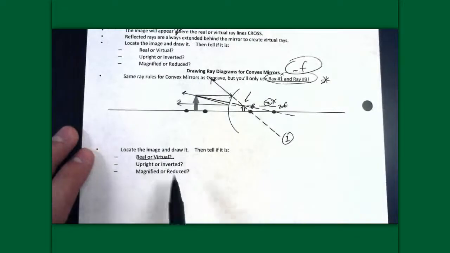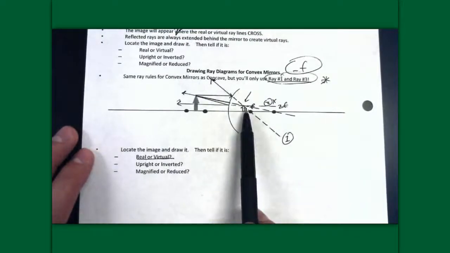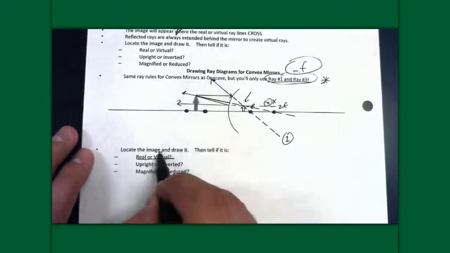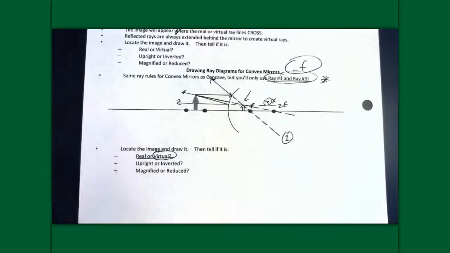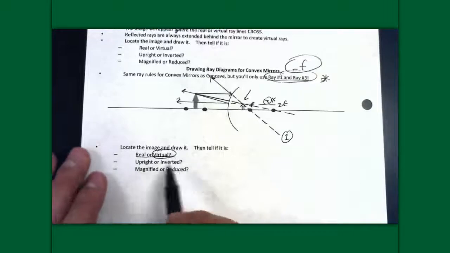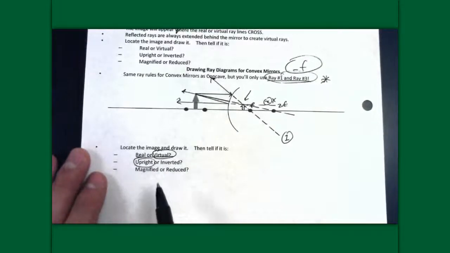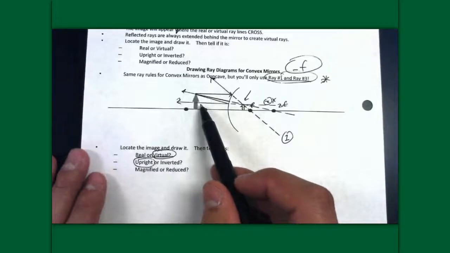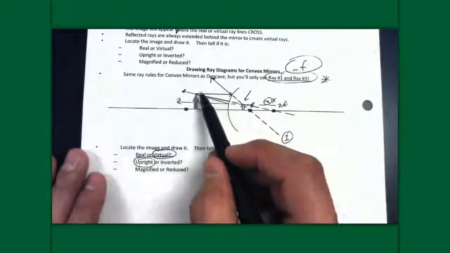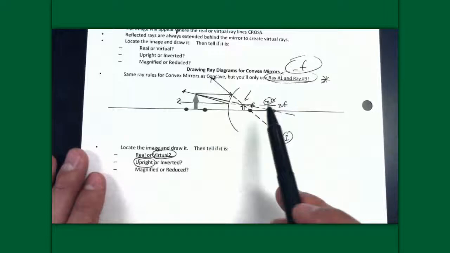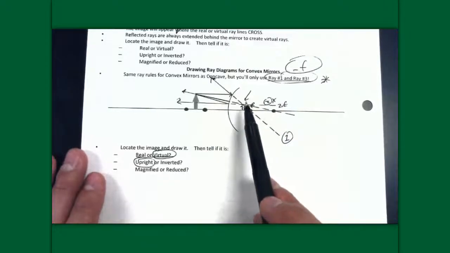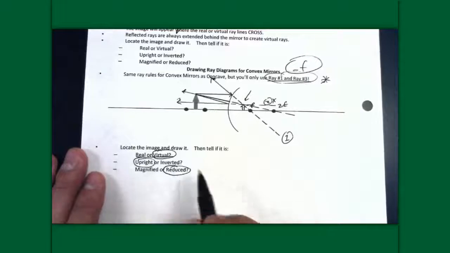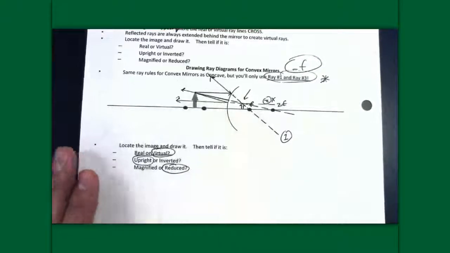Is this image real or virtual? Well, the virtual rays are intersecting and the real rays are diverging away from each other. So this is a virtual image. Since it is virtual, I know it has to be upright, no question. And if I look at my picture, it is upright compared to the actual object, because we started the rays above the principal axis and they intersected above the principal axis as well. This image is actually reduced. It's smaller than the object.